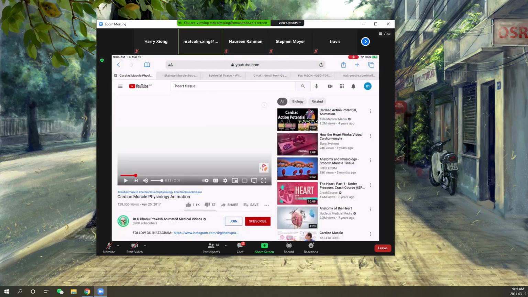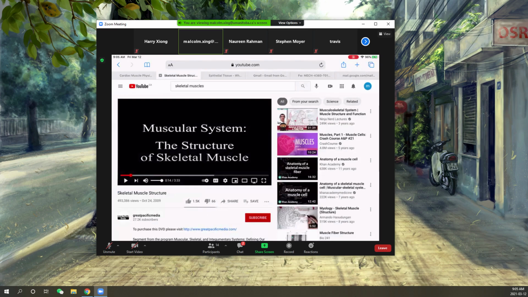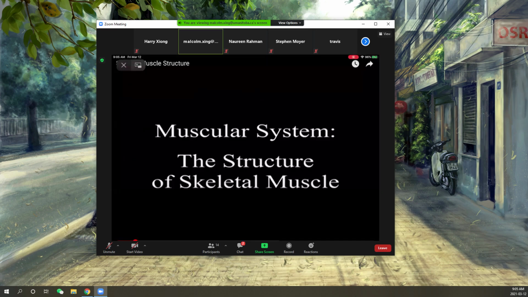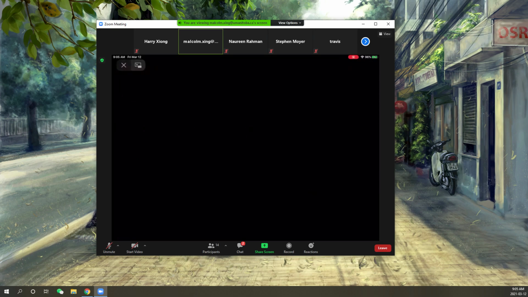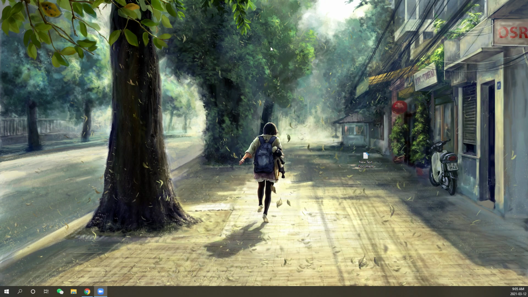Then we go to the skeletal muscle. Skeletal muscle, also called striated muscle because of its striped appearance under the microscope, is used to move the skeleton. Skeletal muscles are under the direct control of the nerve.